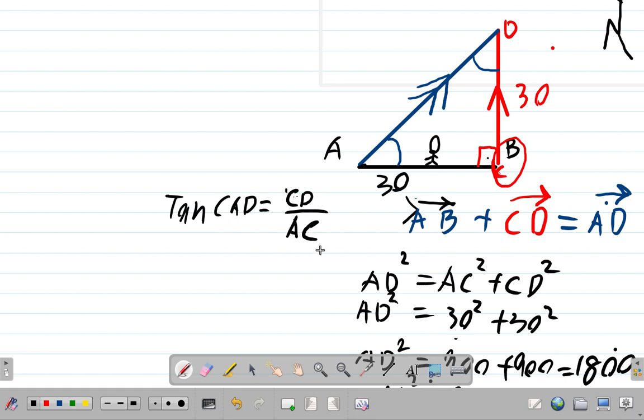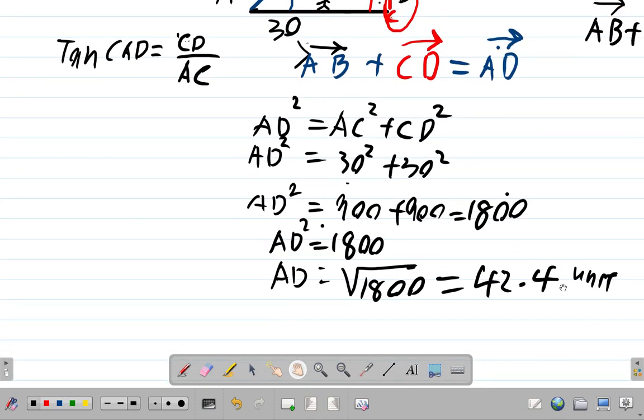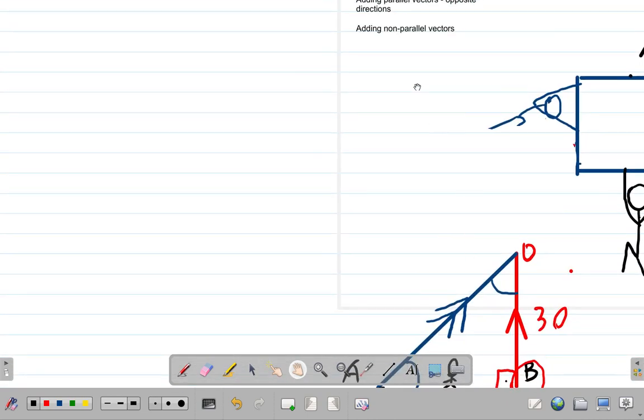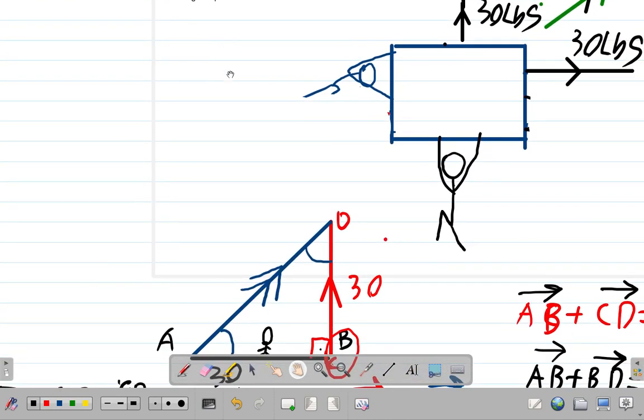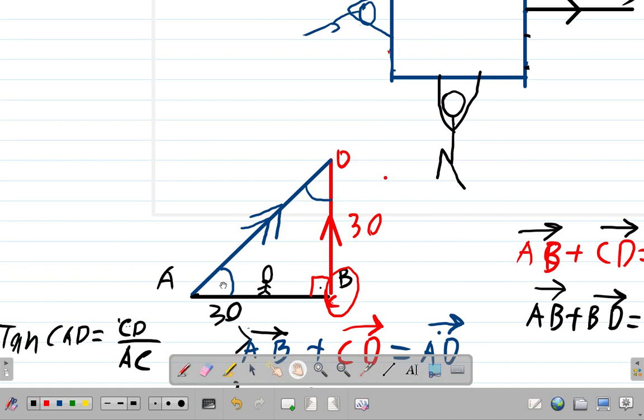Use that method to calculate this answer. If you're having too much problems, let me know in the comment section. But I want you to do that for your homework. Remember, it could be any angle at all that forms this triangle.